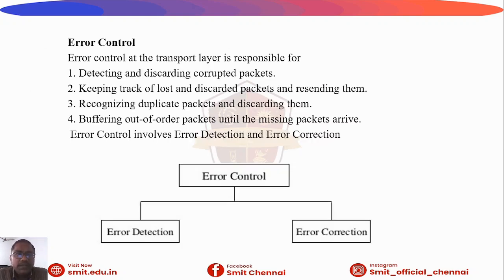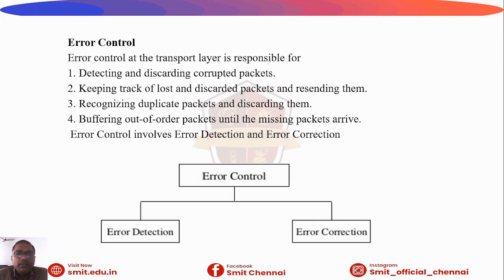Next one is error control. Error control in the transport layer is responsible, number one, for detecting and discarding corrupted packets. That is, if any packet is corrupted, it has to be found out and removed. Number two, keeping track of lost and discarded packets and resending them. Once a packet is lost or dropped, it has to be resent again. That process is done in error control.